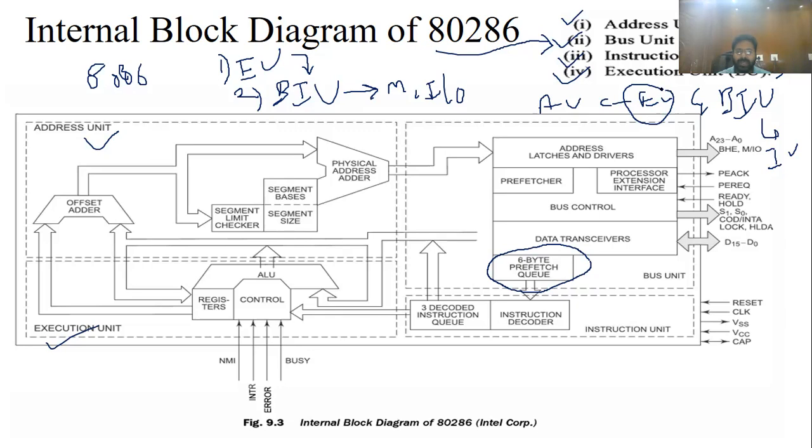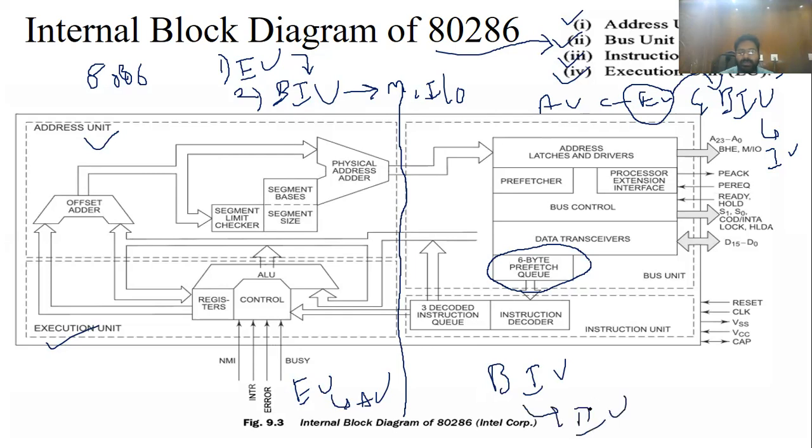Simple, you know that again. This execution unit gives commands to the bus interface unit to do the work. So similarly, see here an execution unit. Here the execution and address unit are combined. Again, it will also divide into two parts. For our simplicity, we divide it into two parts: execution unit and bus interface unit. And it has the address unit and the instruction unit. Same, this is how the 8086 microprocessor works.